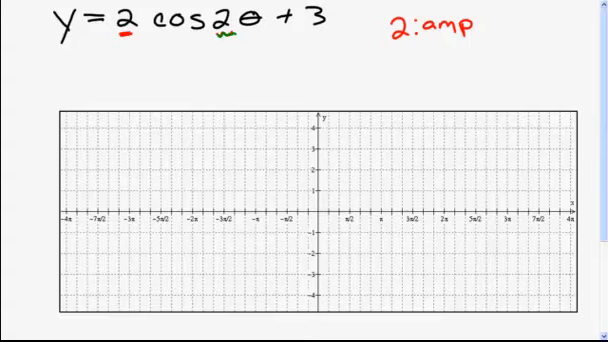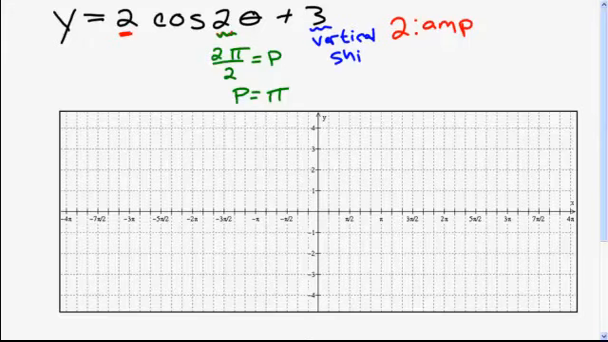So this part here, that's my b value. So 2 pi over 2 is going to be my period. So my period in this case is going to be pi. So from start to finish, one complete cycle is going to be pi. And then I have a shift up of positive 3. So this is my vertical shift up 3.